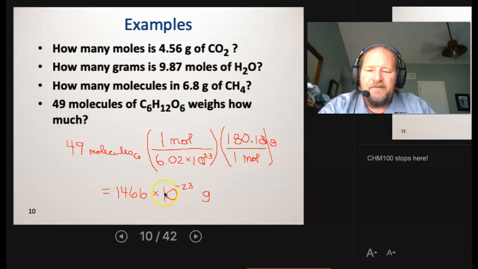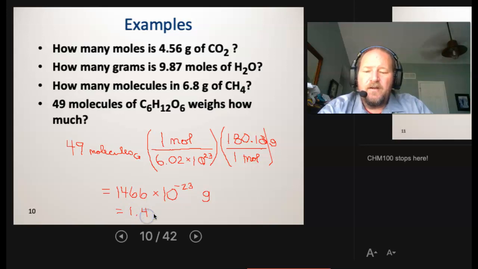And we can't leave it this way. We've got to put this in the correct scientific notation. And so we're going to move that decimal point over 3 times. We're also going to apply 3 sig figs from our Avogadro's number. The 49 molecules would be a count, and so that would be an exact number. But this one is going to be the one that's going to generate our sig figs. So we only get 3, so that means this is going to equal 1.47 times 10 to the negative, and we moved over 3 times here, 1, 2, 3. So this is going to be negative 20 grams.